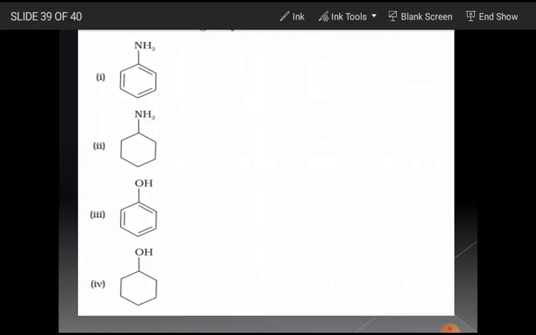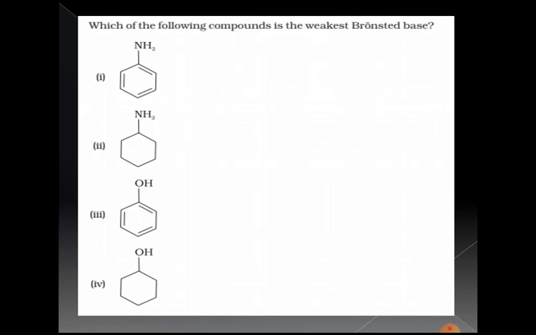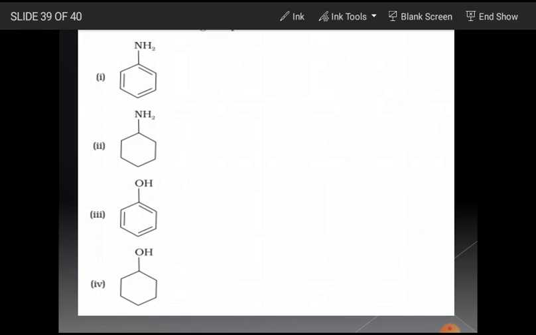Now the last question, which of the following compounds is the weakest Bronsted base? The weakest Bronsted base in the following is, it should be option number C. Phenol is the weakest Bronsted base because after losing H plus, it will produce the least stable conjugate acid among all these. So the answer should be option number 3.